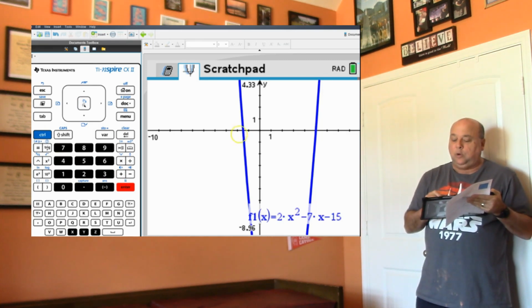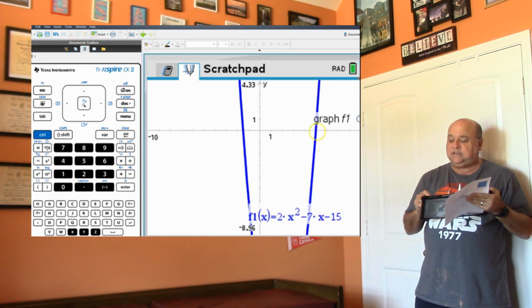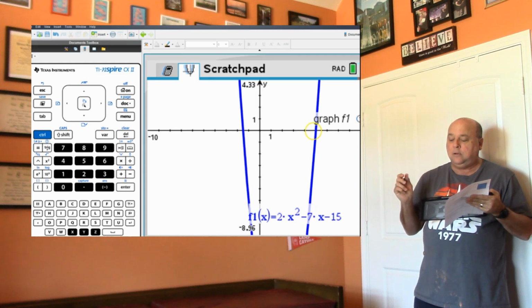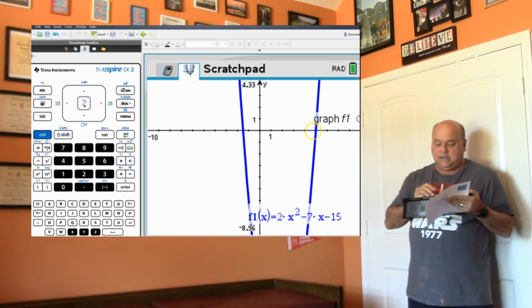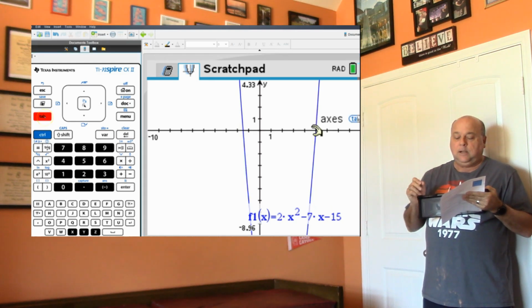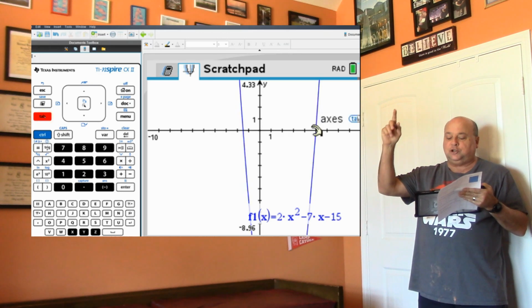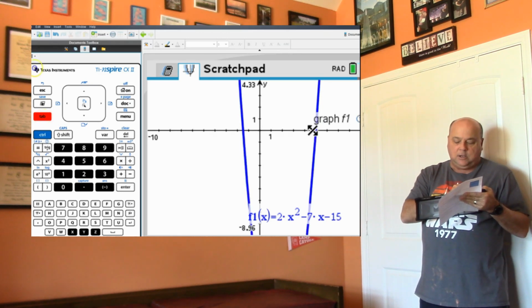Now the 0 is going to go through one of these x-intercepts. Is everyone with me? Okay, so let's hit tab. And now then type in the first answer choice, which is x plus 5. So tab.